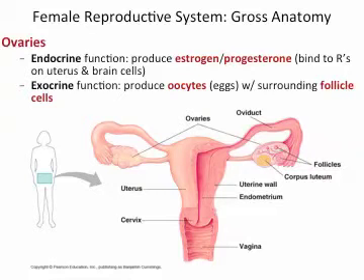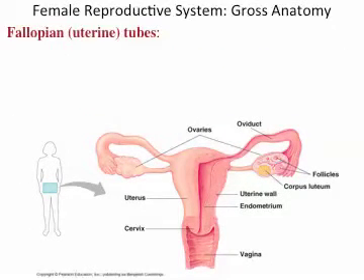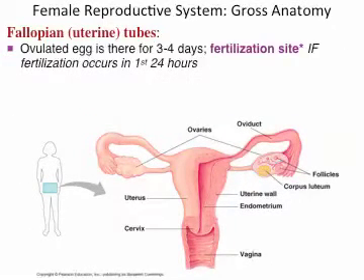The ovaries have an exocrine function. That means they produce something, they secrete something, and what they secrete is an oocyte, aka an egg. And the egg usually doesn't come just as an egg. It's got surrounding follicular cells. So we'll look at the fallopian tubes in a little bit more detail.